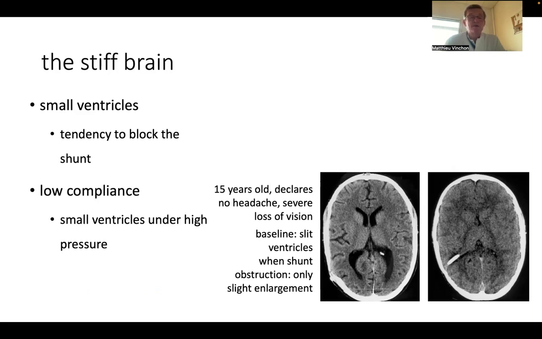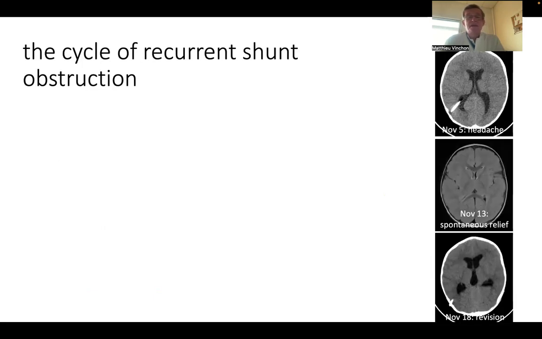So these brains are very stiff. They have a very low compliance, and the small increase in volume translates of very high pressures in some cases. And it can also cause a cycle of recurrent shunt obstruction, like in this patient on the right, where he came with headache. He had a CT scan, but this headache improved, and the MRI showed slit ventricles again. He was spontaneously relieved until a few days later he came again for the same symptoms with ventricular enlargement, and at that time he underwent a shunt revision.